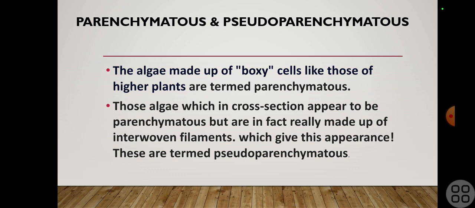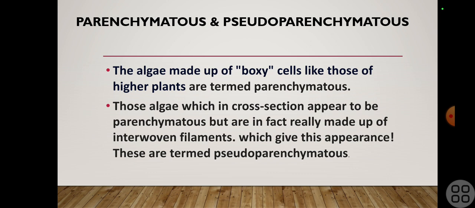Parenchymatous and pseudoparenchymatous. The algae made up of boxy cells like those of higher plants are termed parenchymatous. Parenchyma cells are the packing cells of the plant body. They form the packing tissue of the plant body, which are present in higher plants, right? So those algae which are made up of parenchymatous cells give the idea that higher plants evolved from algae, mostly from the Chlorophyceae or the green algae.